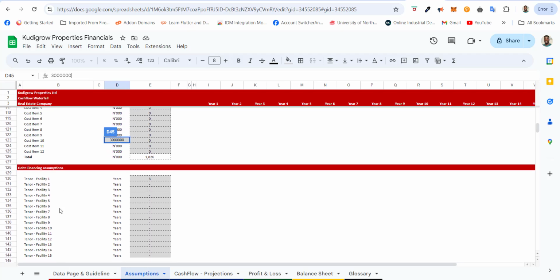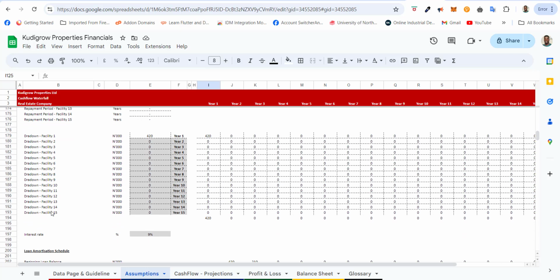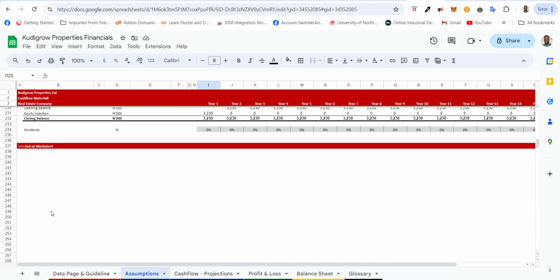Now, if we have debt financing, like loans and the facility, how to repay it and all of those things has also been factored in. Now, we are going to move into the next sheet, the cash flow projection.